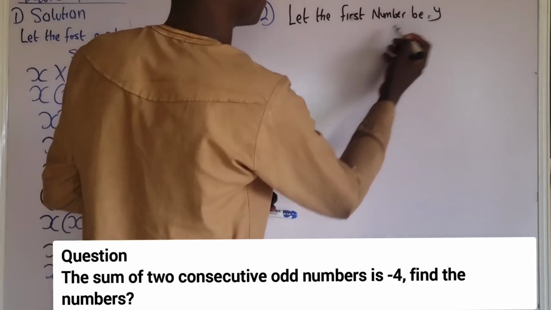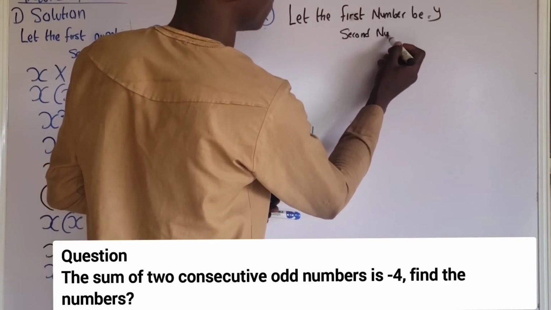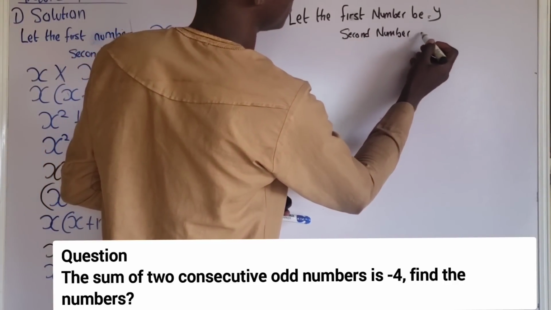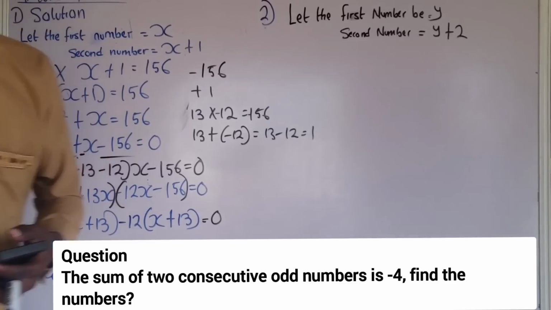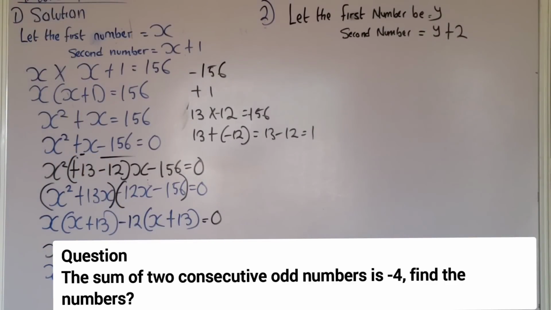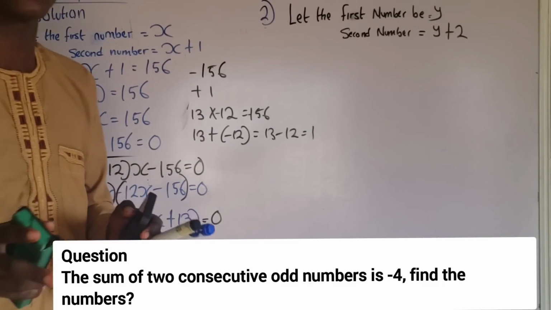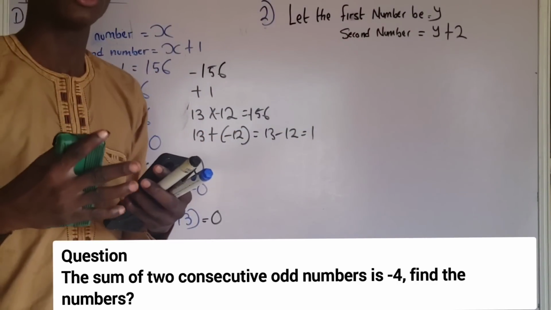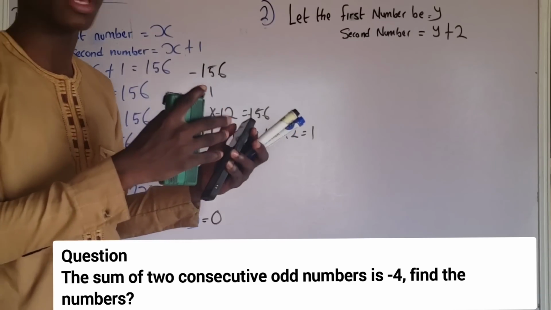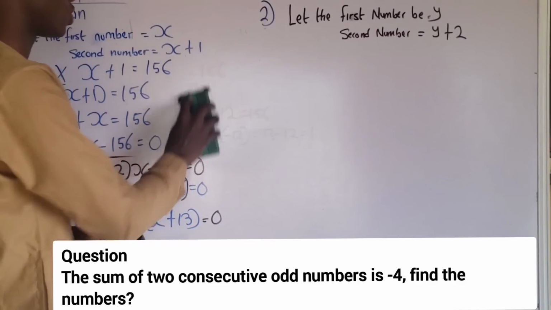Will be y plus 1? No, the second number will be y plus 2, because we are now dealing with two consecutive odd numbers. If it is ordinary two consecutive numbers, you know that two consecutive numbers differ by 1, so we would have y plus 1. But it is odd numbers, you understand? And I've already explained to you. So the second number will be y plus 2.